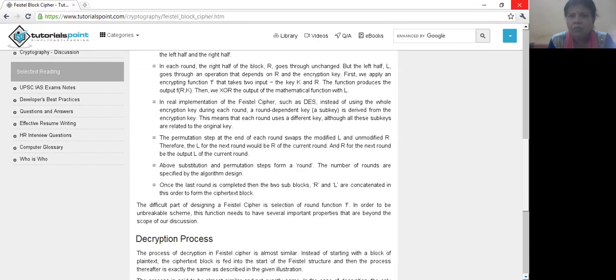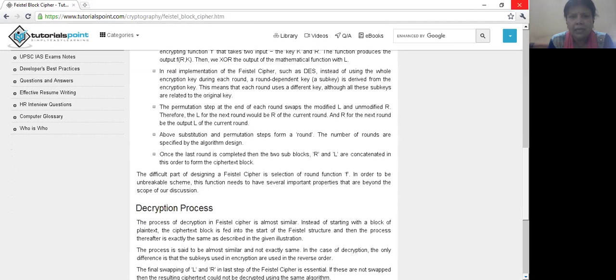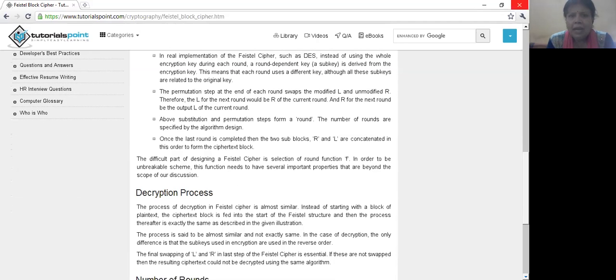In real implementation of the Feistel cipher, such as DES, instead of using the whole encryption key during each round, a round-dependent key is derived from the encryption key. This means that each round uses a different key, although all these sub-keys are related to the original key. Now, the permutation step at the end of each round swaps the modified L and unmodified R. The unmodified R becomes the new L and the modified L becomes the new R. Therefore, the L for the next round would be R of the current round, and R for the next round will be the output of L of the current round.